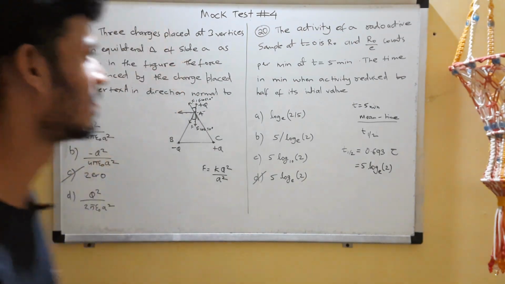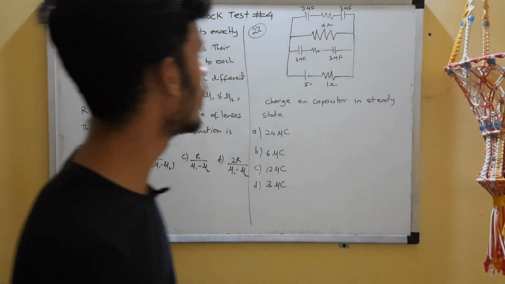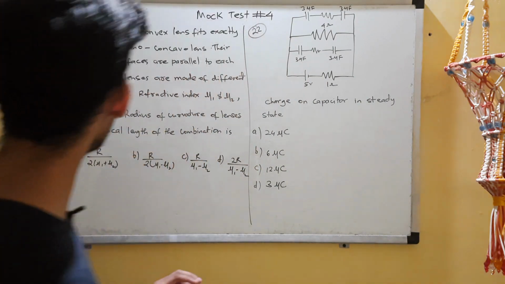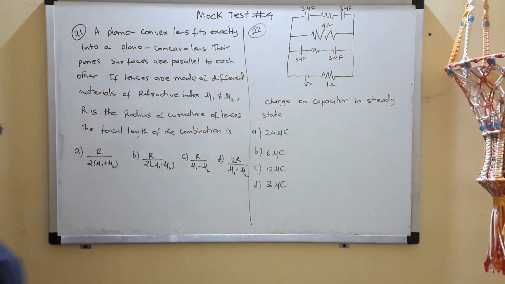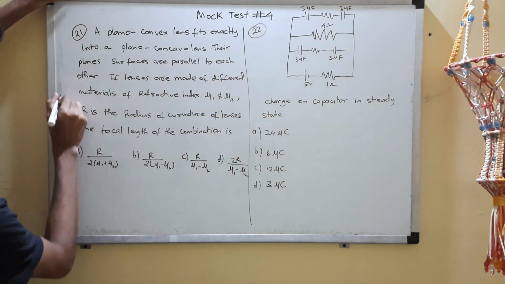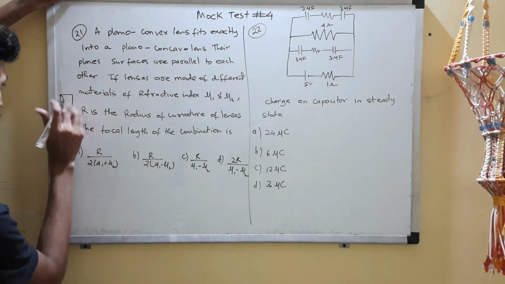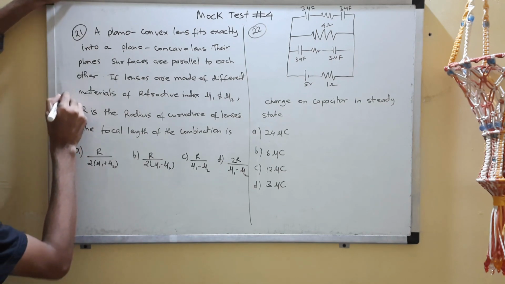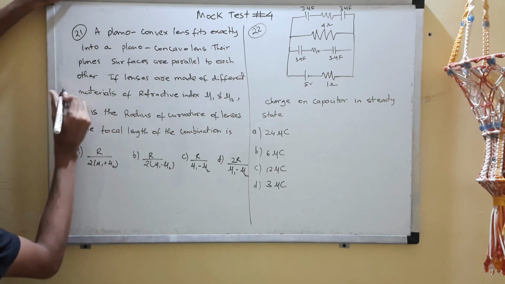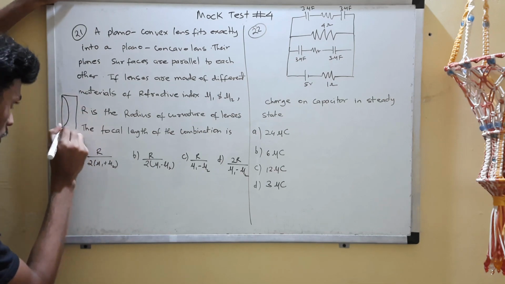Over to the next question, questions 21 and 22. In question 21, we have a plano-convex lens which fits exactly into a plano-concave lens. Somewhat like this structure we get. Let me draw it big. A plano-convex lens which fits exactly into a plano-concave lens.